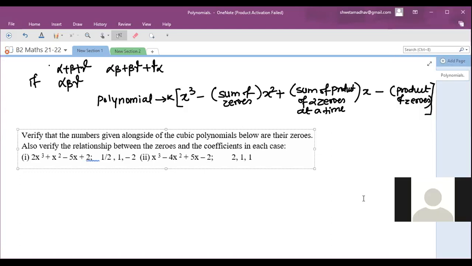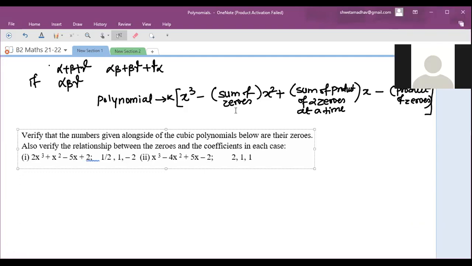Excuse me, ma'am. In the verification of the 49th, the first question, when we're doing alpha beta plus gamma alpha plus gamma beta, the sum of the products taken two at a time, it's not coming. It will come. Yes, ma'am, it's coming. Do the addition and subtraction properly.